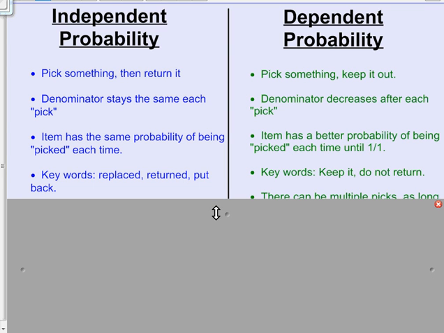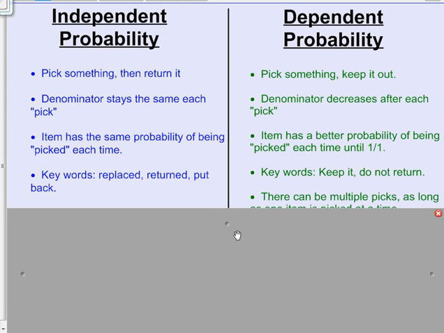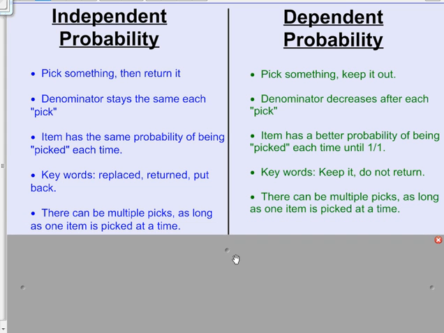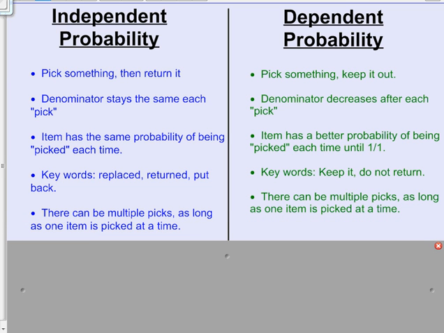Some of the keywords that you'll hear in independent probability are replaced, returned, put back. For dependent, it's keep it, do not return. There can be multiple picks as long as one item is picked at a time. These are the same for both of them. You just have to remember you can't choose like a handful.